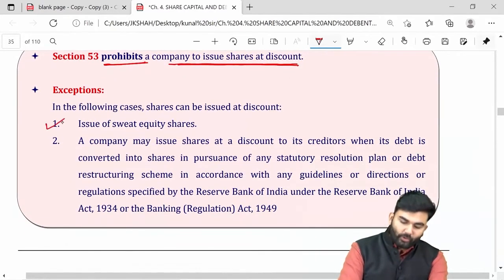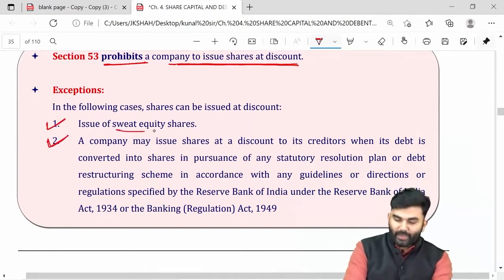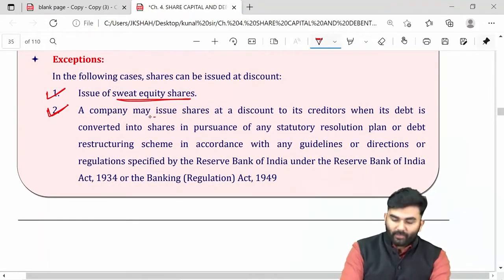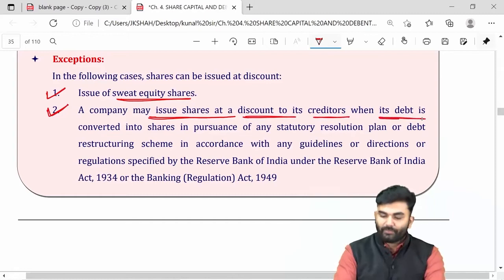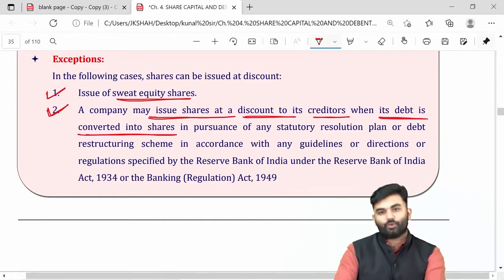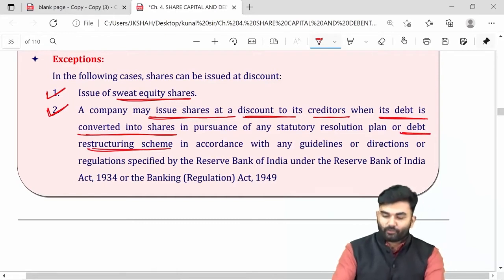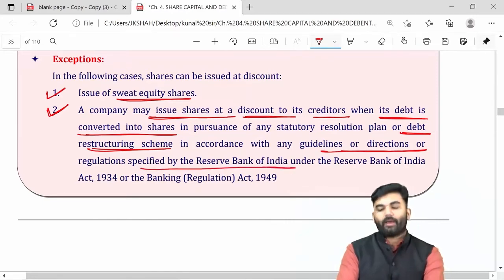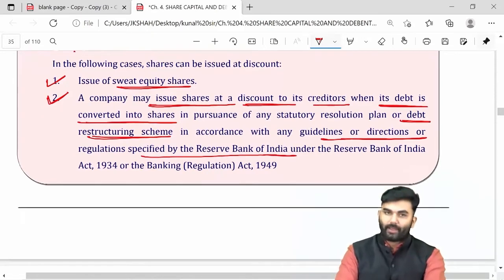However, the following two are exceptional cases. In the case of sweat equity shares, a company is allowed to issue shares at a discount. Or the company is issuing shares at a discount to its creditors, wherein the company converts the debt into shares as per the debt restructuring scheme made as per the directions or regulations specified by RBI.